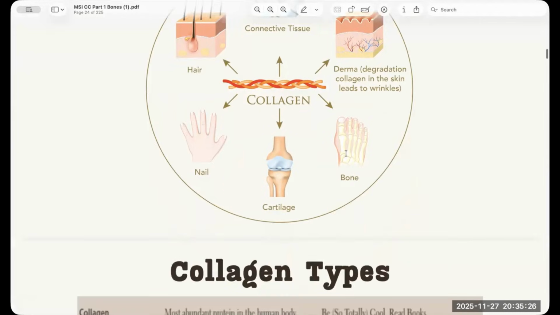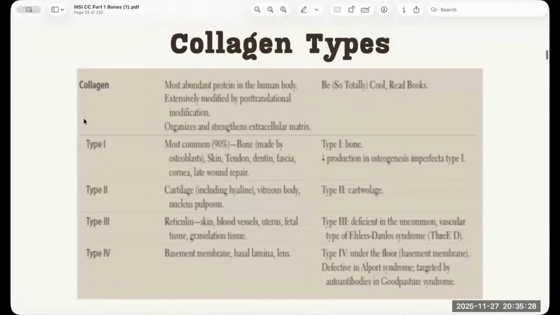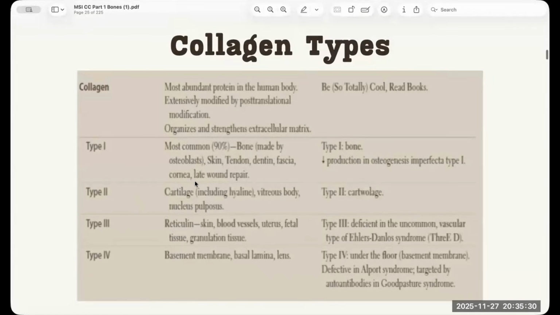This is what causes wrinkles. All right. There are different types of collagen. There's 1, 2, 3, 4. Now each is found in different places. So the first one, most common, it's 90%, is found in bone, skin, tendon. The decrease of type 1 collagen production shows in osteogenesis imperfecta type 1, which we'll later on discuss.